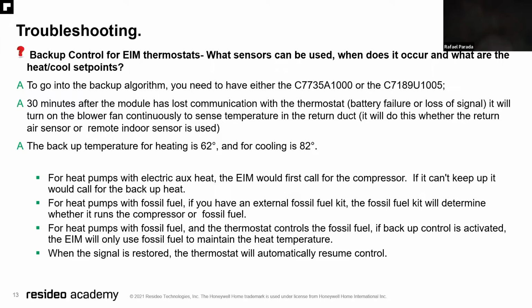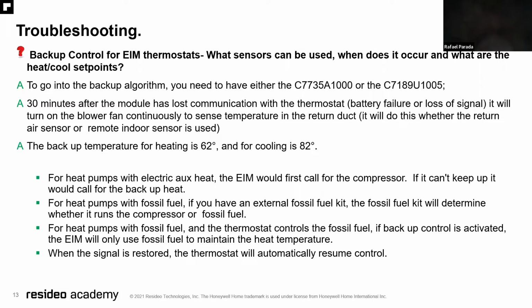But we will need to have installed either the C7735A1000, the discharge air temperature sensor, or the C7189U1005, the indoor wireless sensor, into the EIM. And 30 minutes after the module loses communication with the thermostat, it will turn the blower fan on continuously to sense the temperature in the return air duct. Based on the temperature of the air, it will decide to run either the heat or the cool, and the set point for heating is going to be 62, and for cooling 82 Fahrenheit degrees.